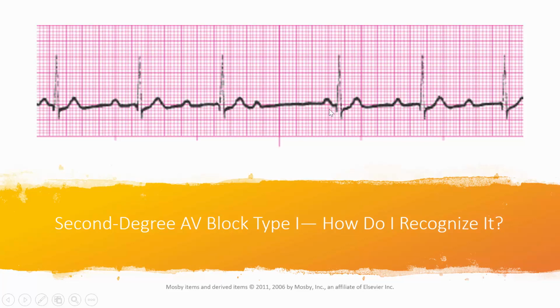Okay? So here's your PR interval. Then look at the next PR interval. You see how it progressively gets longer and longer, and then it drops a beat, and then the pattern starts over. That is your second degree type 1, guys.